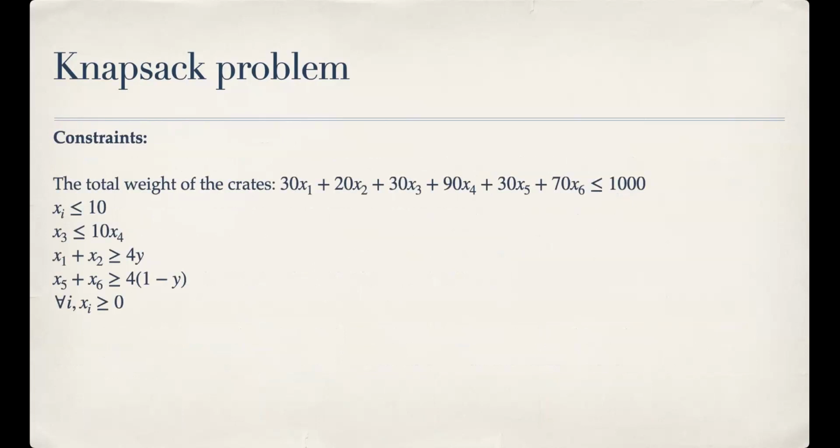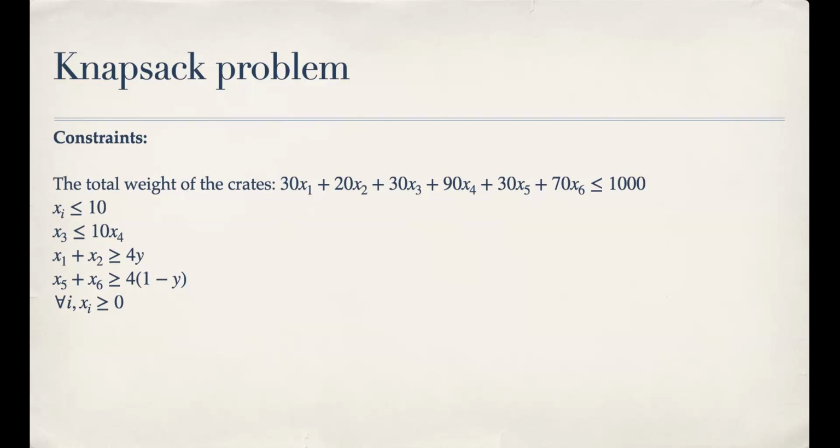And the second constraint is, what is the second constraint? We cannot send more than 10 crates of each type, right? So xi must be less than or equal to 10, okay? x1 less than or equal to 10, x2 less than or equal to 10, until x6 less than or equal to 10. And for x3, this one is interesting.